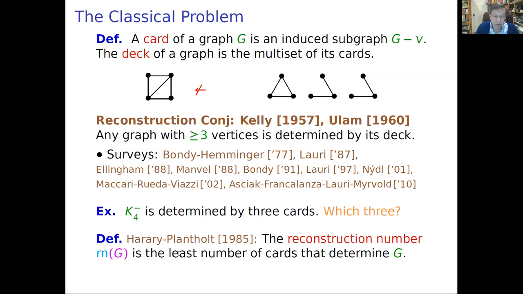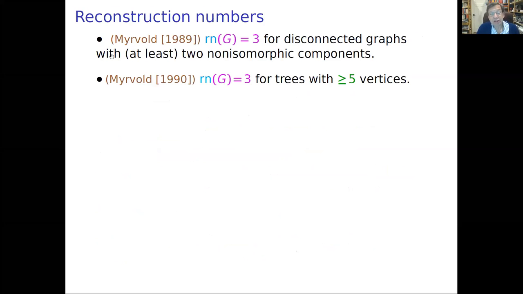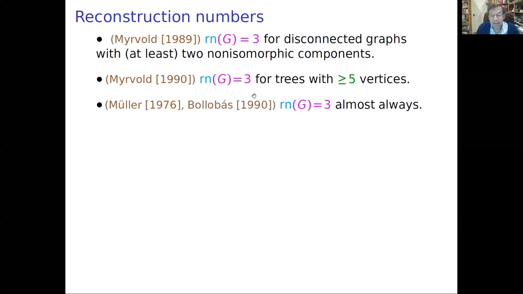So we don't know that it's always doable, but we can at least think about how hard it is to reconstruct a graph by thinking about how many cards you need to determine the graph. So this is a more detailed look at reconstruction. So what do we know about reconstruction numbers? There are a number of things. Myrvold proved that the reconstruction number is 3 for disconnected graphs with non-isomorphic components. It's also 3 for all trees with at least 5 vertices. And in fact, it's 3 for almost all graphs.